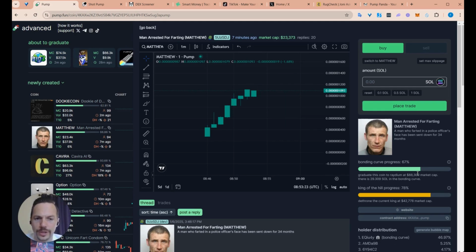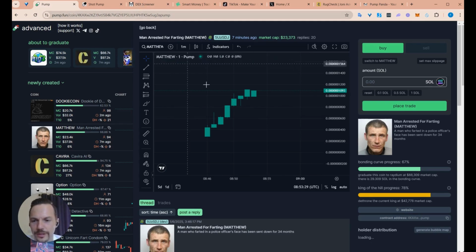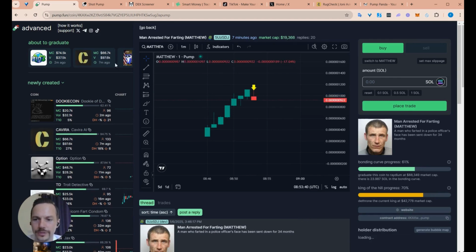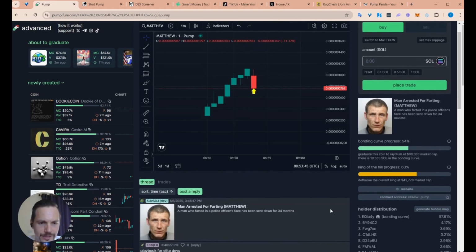And when a coin comes to Raydium, then you can also find this coin on the platform DexScreener. I'll show that in a moment. That means these coins that we saw above, with a market cap of 74,000, are basically coins that are very close to coming to Raydium and taking the next step.